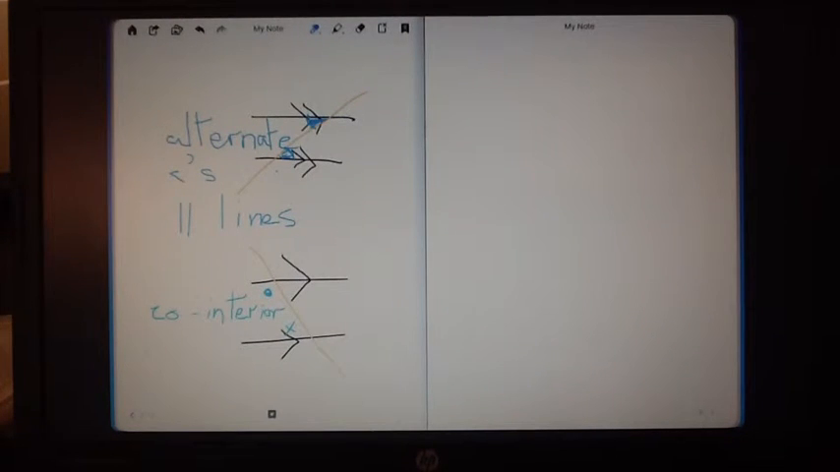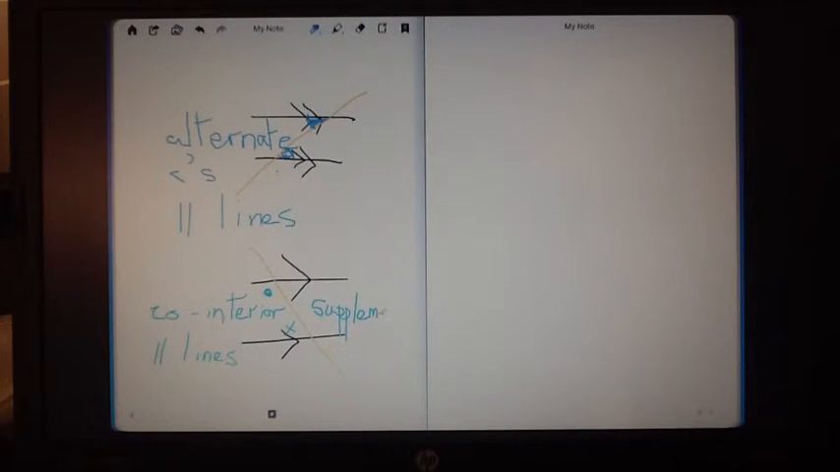Co-interior angles between parallel lines. Now they're not equal. These co-interior angles are not equal because you can see this one with an X is acute and this one with the dot is obtuse. They're not equal, but they add up to 180. And the fancy name for that is supplementary. So there's another tool we need to put in there, supplementary.